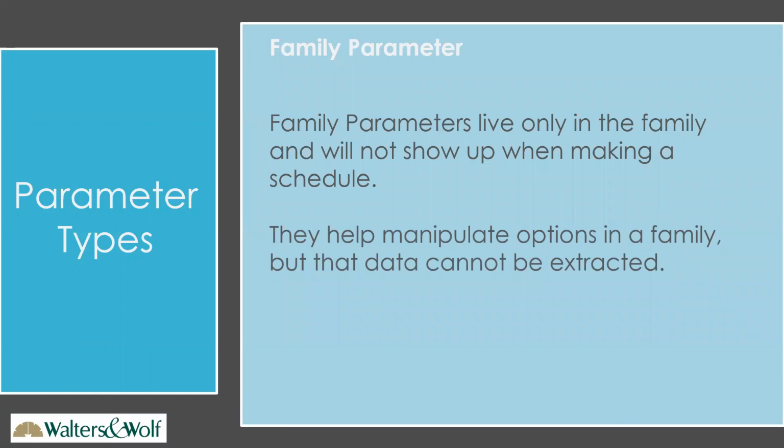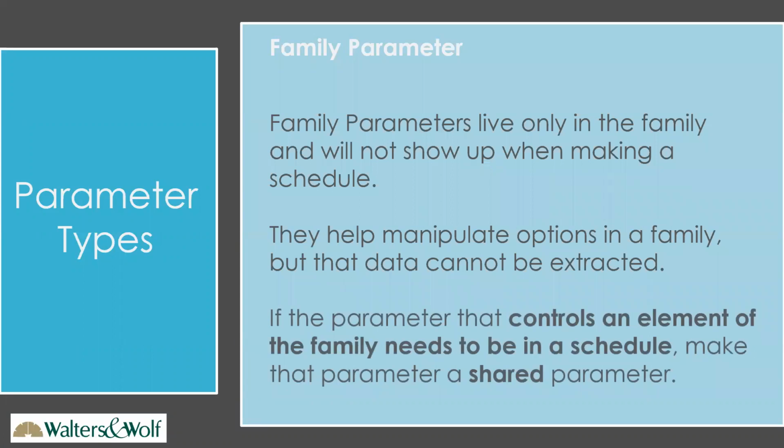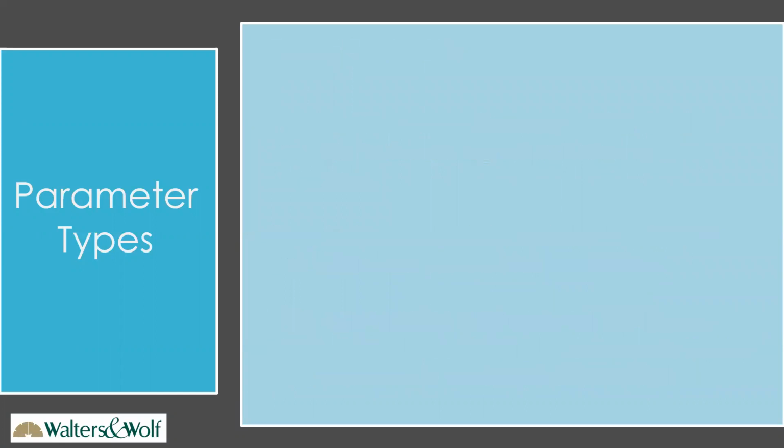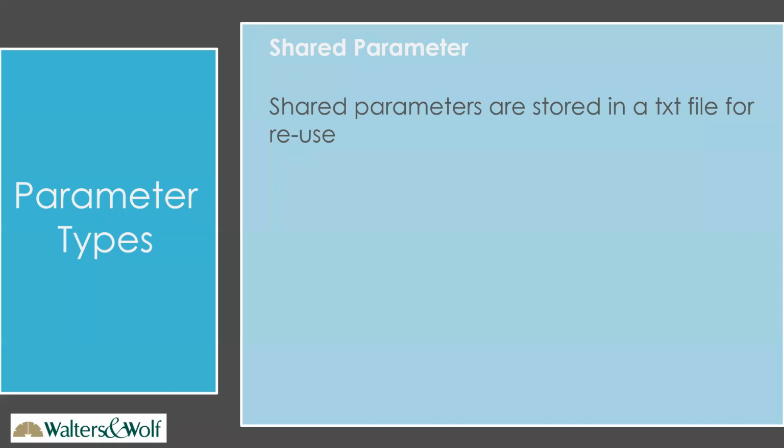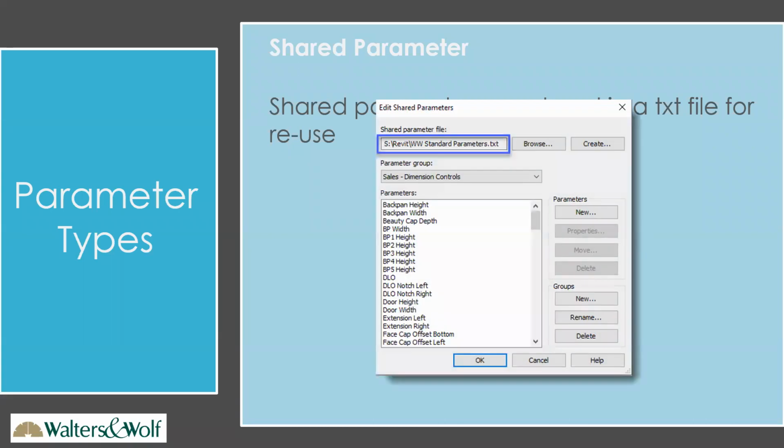So the family parameters will help you manipulate options within the family, but they cannot be extracted once they're in a project file. If the parameter that controls the element in the family needs to be in a schedule, make it a shared parameter. Shared parameters are stored in a TXT file for reuse. Ours is on the server in the Revit folder.